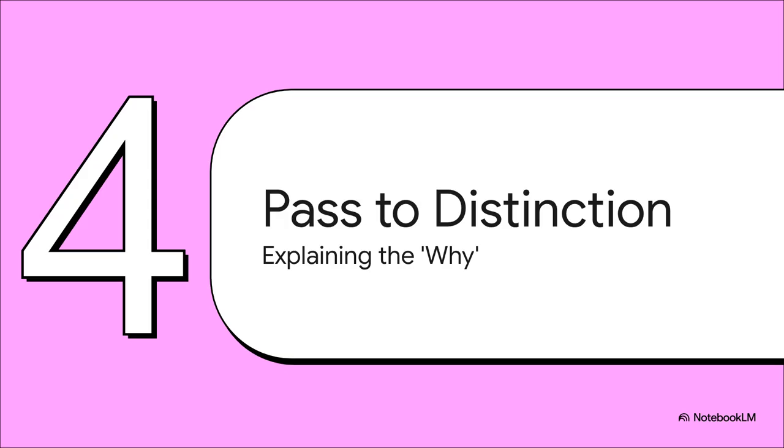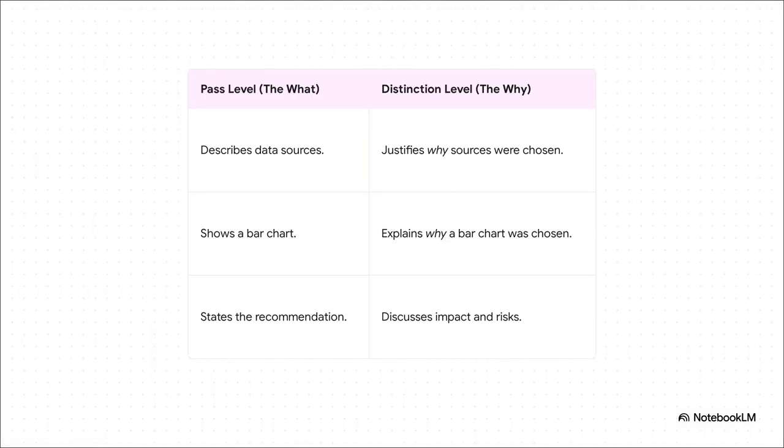Now look, following these 5 steps is great. It'll get the job done for sure. But to go from being a good data detective to a truly great one, you have to go one level deeper. It's not just about showing what you did, but explaining why you did it. Just look at the contrast here. A good analyst describes the steps they took. That's the what. But an exceptional analyst justifies their choices. That's the why. They explain why they chose certain data, why a bar chart tells the story better than, say, a box plot, and they think ahead to the potential impact and risks of their solution. That's the difference between just following a recipe and being a true chef.